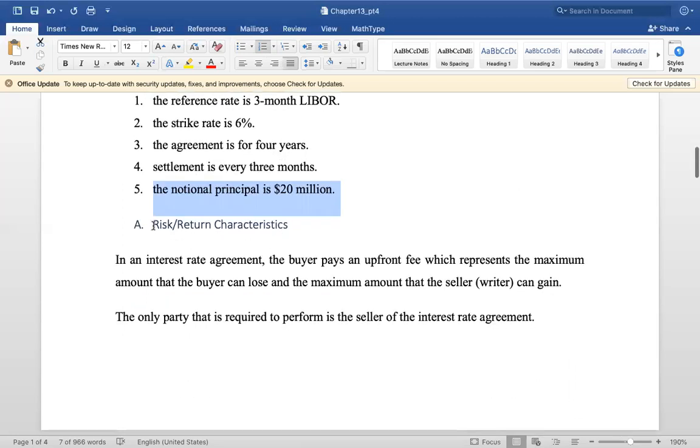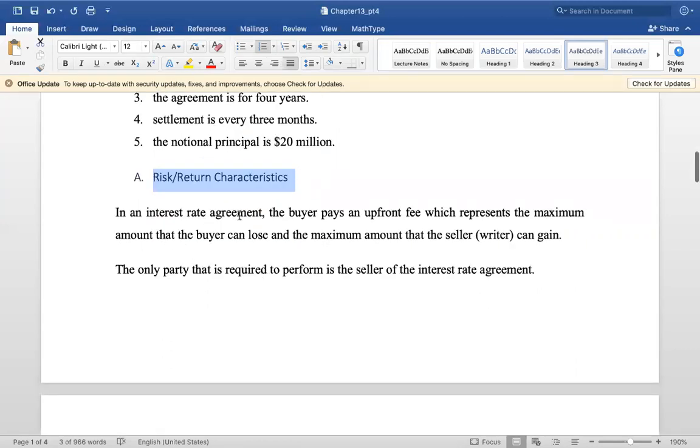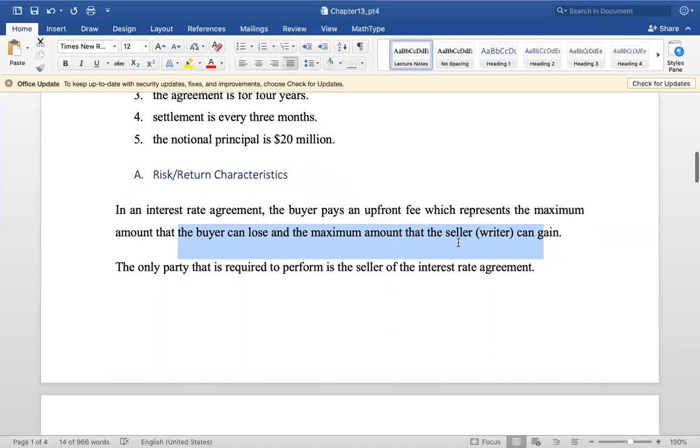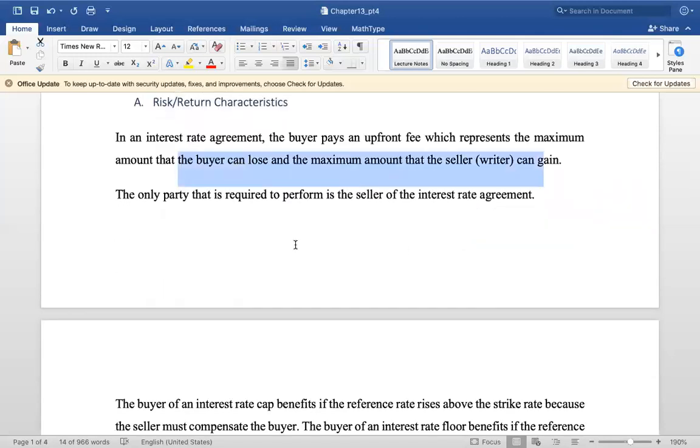Okay. The risk-return characteristics of these caps and floors are straightforward. In an interest rate agreement, the buyer pays an upfront fee, which represents the maximum amount that the buyer can lose and the maximum amount the seller or writer can gain. So the one who is securing himself against the interest rate will be paying some premium, and the writer will get that. The only party that is required to perform is the seller of the interest rate agreement.